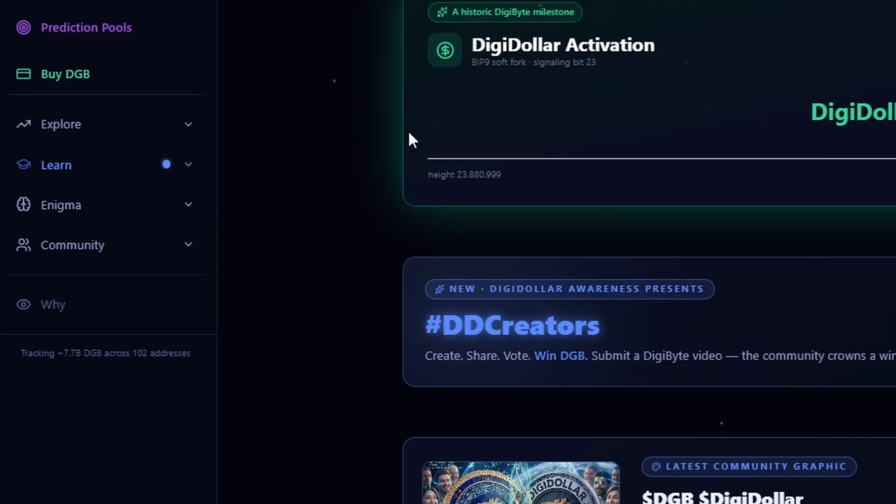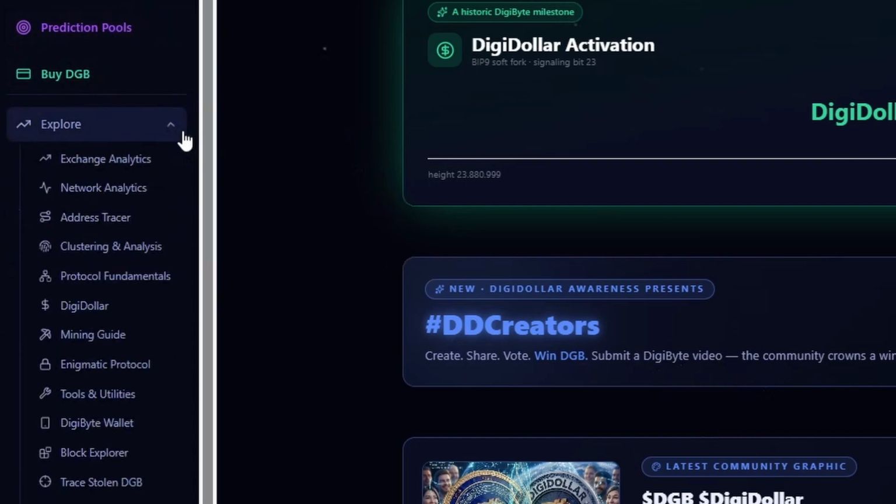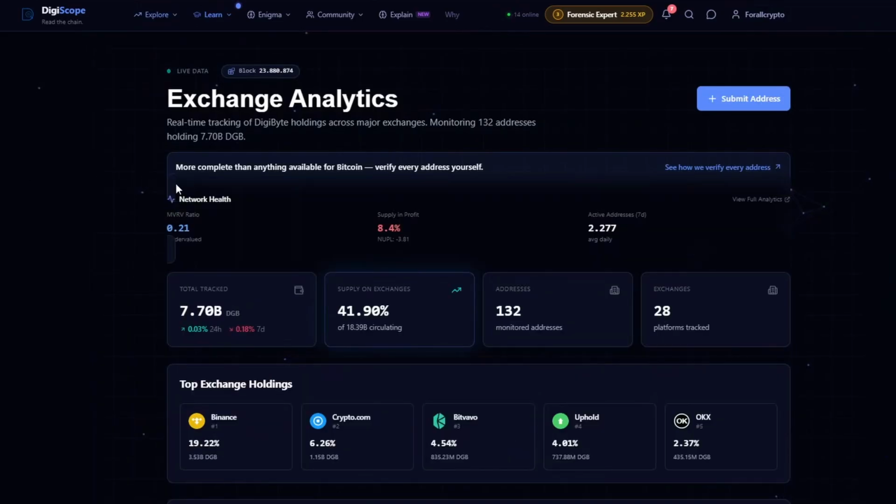So the first things we're going to be focusing on in Digiscope is explore and learn, and the Enigma and community buttons will come later. What can you do? You can also bet on prediction pools by DigiByte, but we will start with the explore phase. So we can check the exchange analytics.